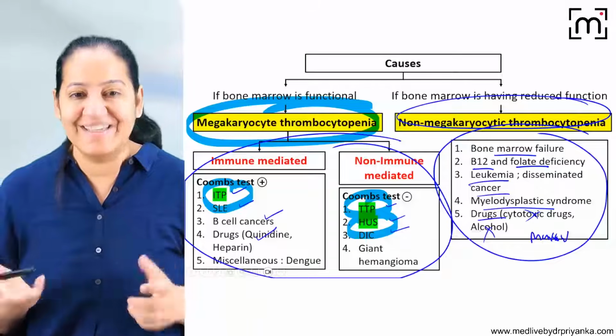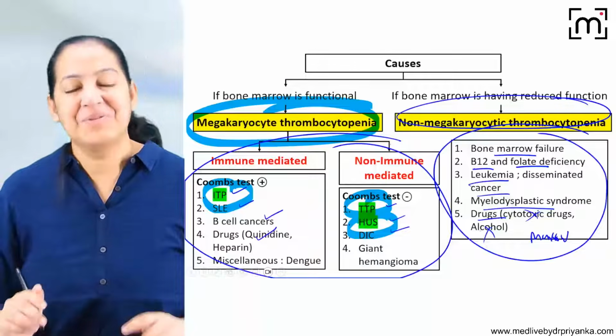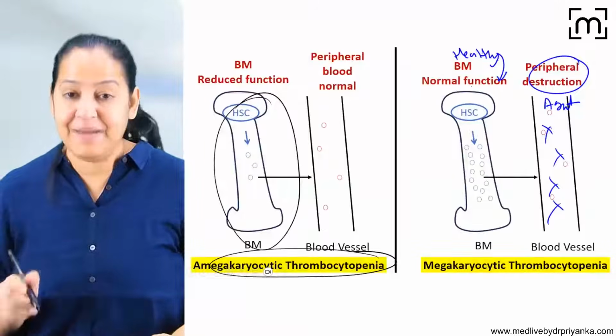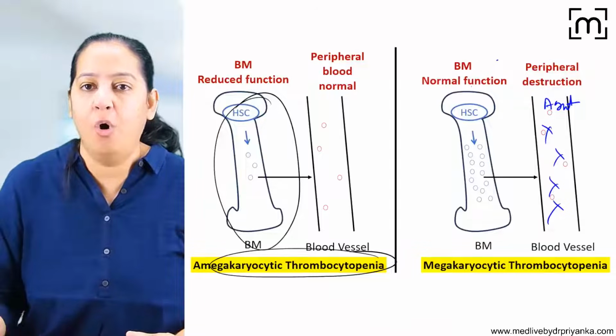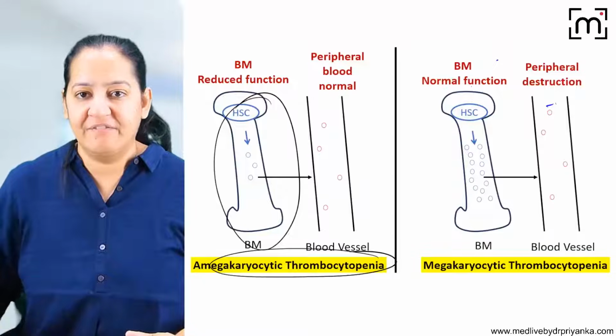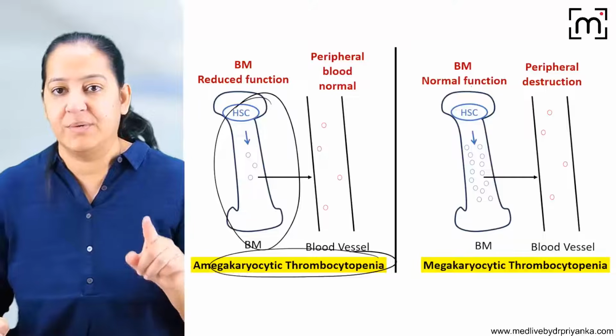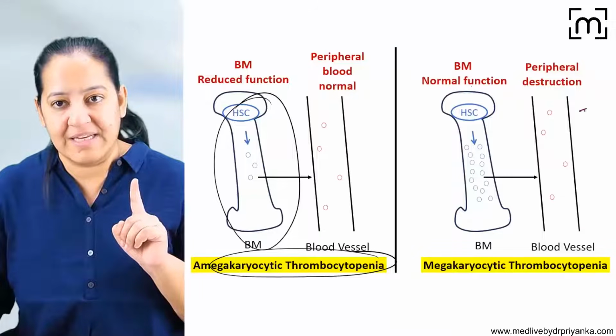So who is this agent? In all of them, the agent will be different. I will tell you the pathogenesis of all three, and in the end, we will compare all three. So ITP, TTP and HUS, they all three belong to which category? First, you understand, I'm going to discuss three important causes here: ITP, TTP and HUS. All three belong to this category.